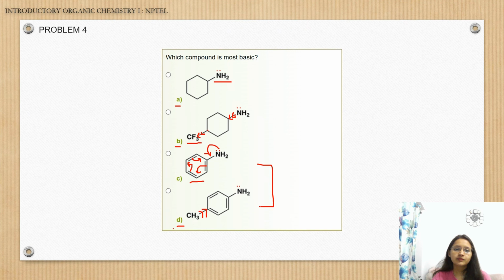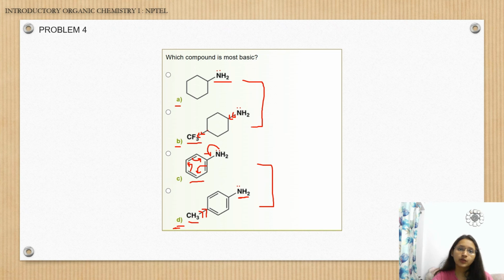Yes, option number D will be more basic. Why? Because here the methyl group is behaving as an electron releasing group. So it will donate electrons towards this aromatic ring, which in turn makes this NH2 more basic and more available for the electrophile. But in the case of C, the nitrogen lone pair is delocalized, and that is why it is not readily available for the electrophile. But when you are considering these two, then what?